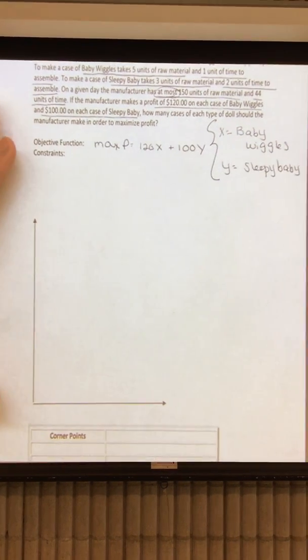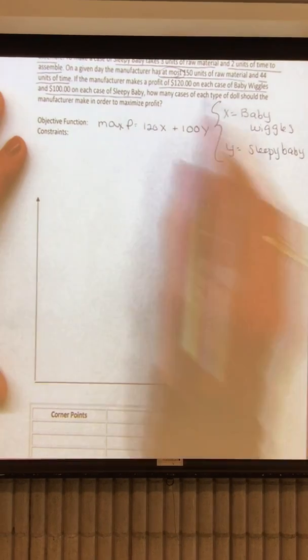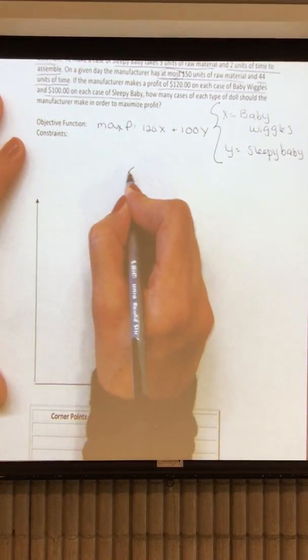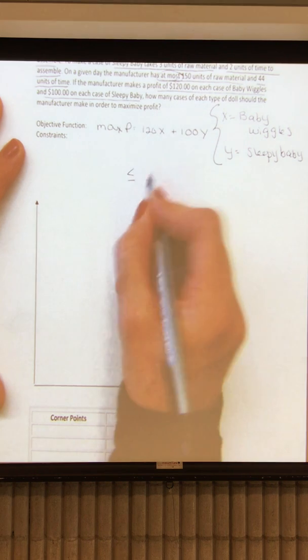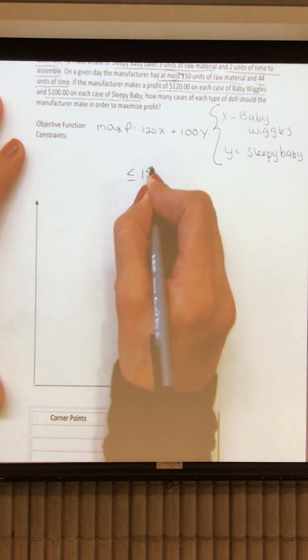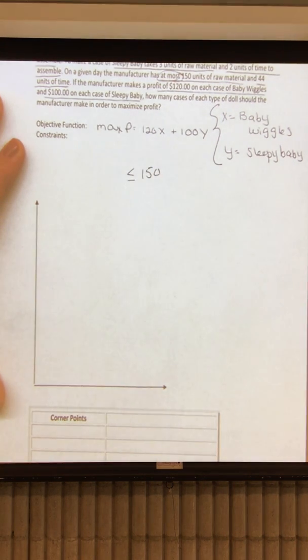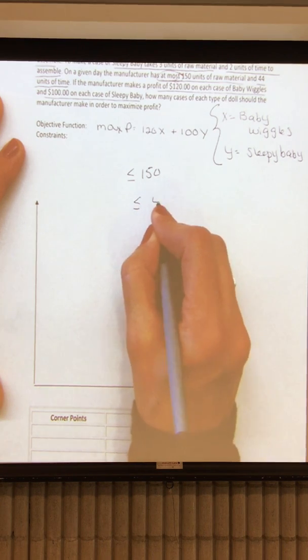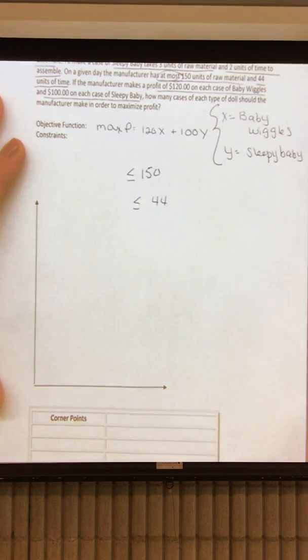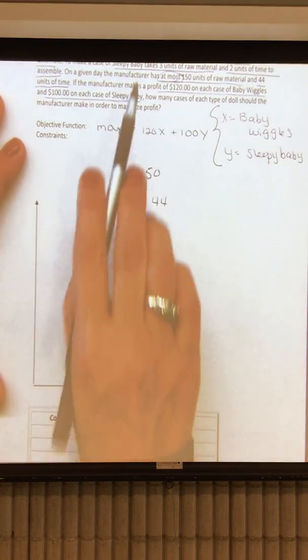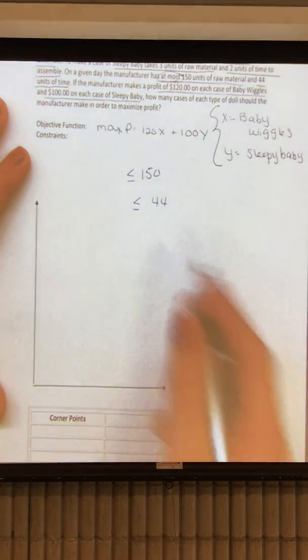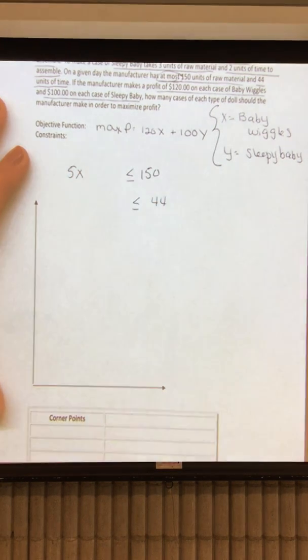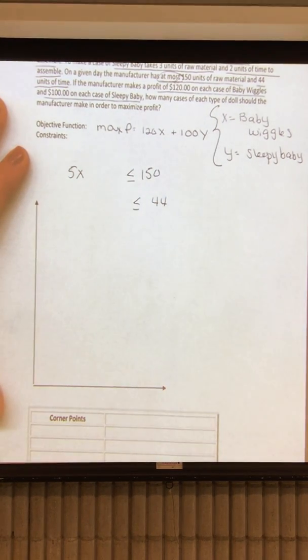So knowing our objective function, let's determine our constraints. We know at most is less than or equal to, so we have at most 150 units of raw material, and at most 44 units of time. So again, at most is less than or equal to 44. So this is our raw material inequality, and our raw material inequality is baby wiggles takes 5 units of raw material, and sleepy baby takes 3 units.